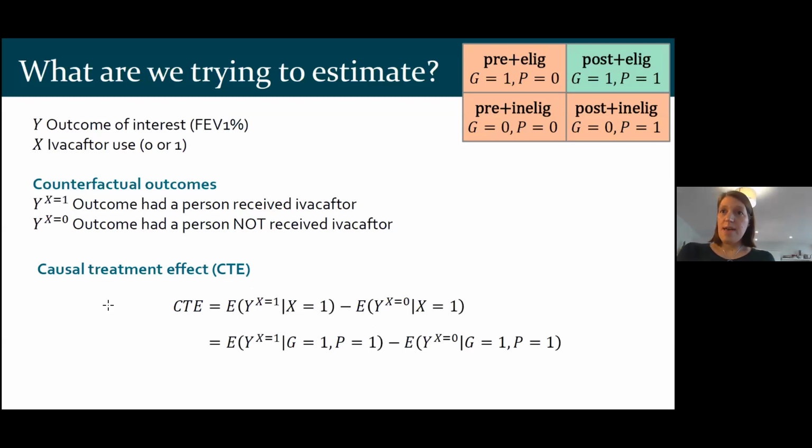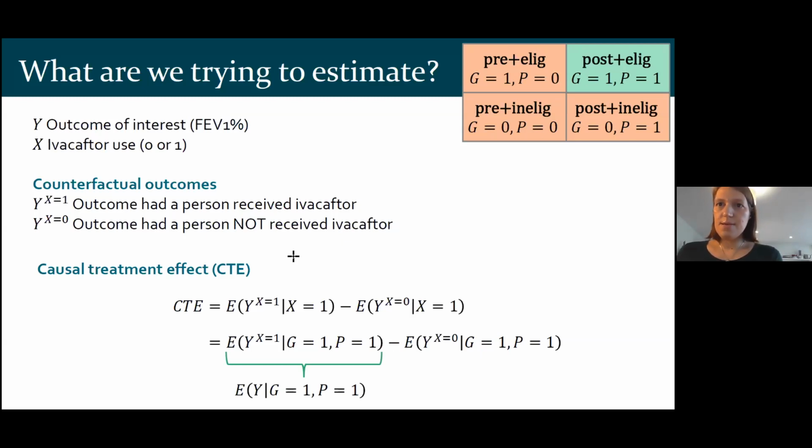Now, because everybody in this green group, in the little table at the top, is receiving ivacaftor, we can actually write this difference in expectations. We can replace the conditioning on X equals 1 with the conditioning on G equals 1 and P equals 1, so being in the right genotype group and in the right time period. So how can we estimate these two expectations? Well, this first one is easy to estimate. Everyone in that top right group, the green group, is in fact receiving the treatment. And so we can estimate this expected counterfactual outcome just using the expected observed outcomes in that group of people.